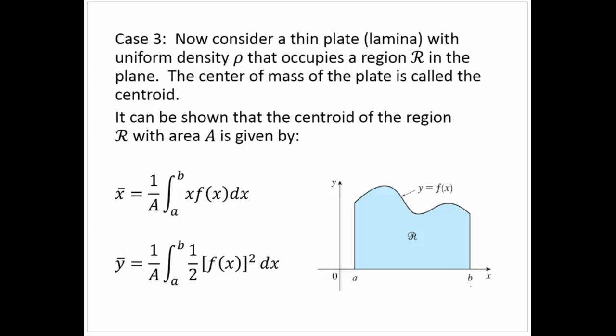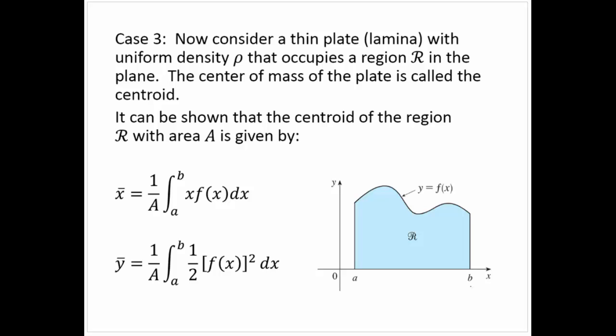In our previous examples, we were just considering points, either in one dimension or in 2 dimensions. But what if we had, instead of just points, a thin plate, which is often called a lamina, with a uniform density rho, that's a Greek symbol rho, that occupies some region R in the plane. The center of mass of that plate is called the centroid.